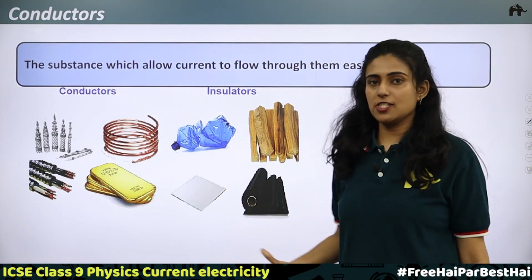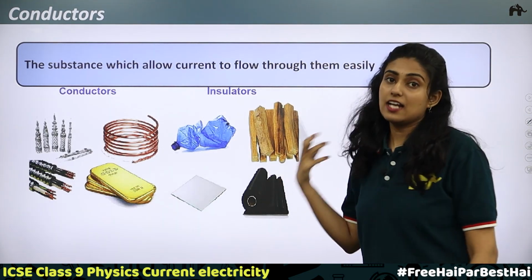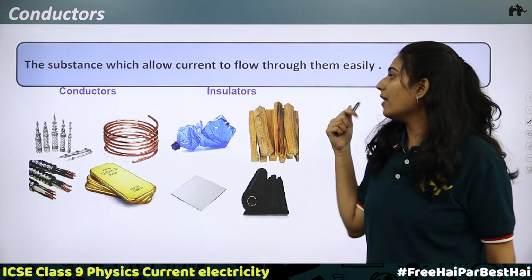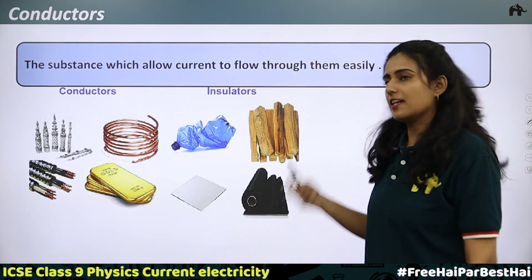Conductors, just the opposite of insulators. Substances which allow current to flow through them are called conductors. Okay, easily current can flow through them. So why do we get electric shock? Because our body is a conductor of electricity.